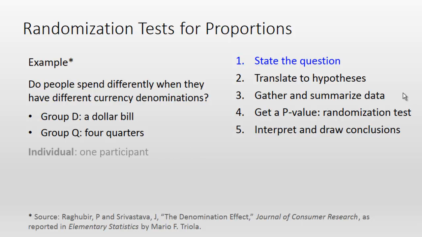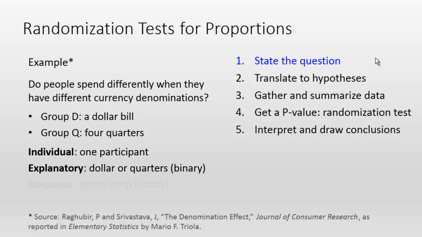So just to be clear, an individual would then be one participant, and the explanatory variable is which group they got in. Did they get the dollar or did they get the quarters? And that's a binary variable. And the response variable is whether they chose to spend or keep the money, also a binary variable. Notice that this is an experimental condition because they've randomized the individuals into 2 groups.